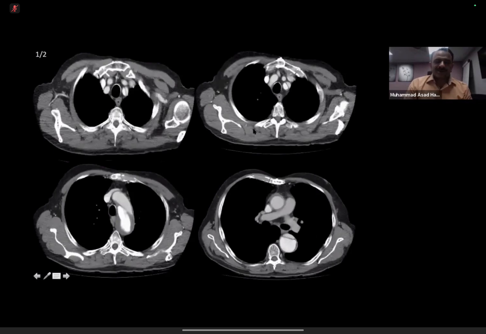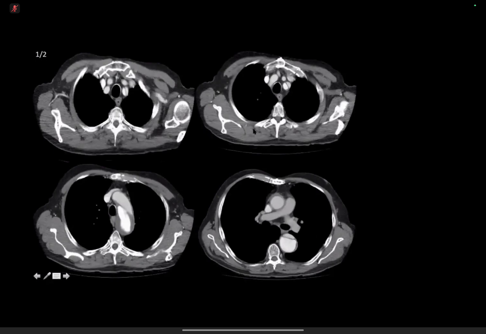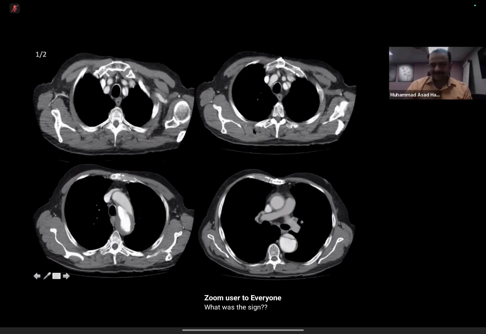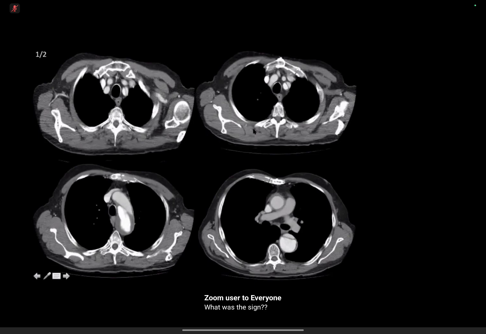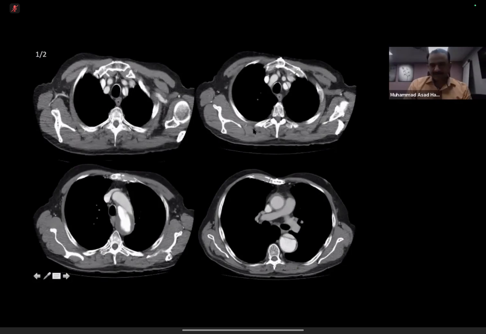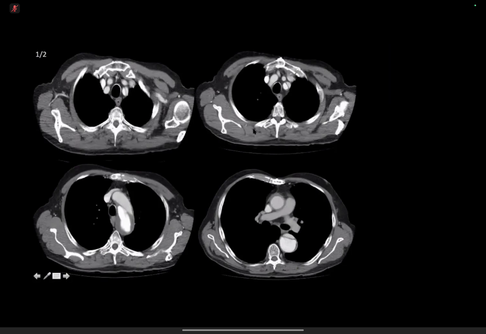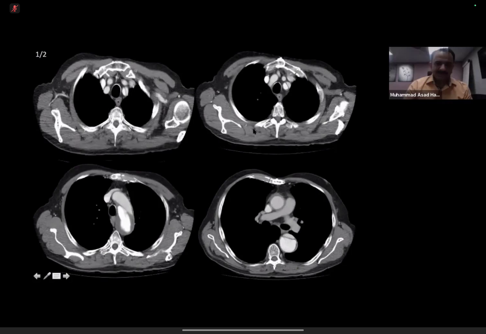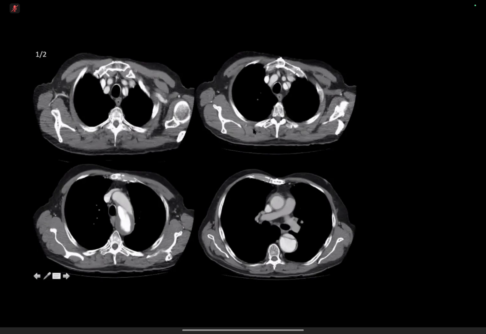So I'm going to show you two images. Describe the findings. Okay? Please. So I can see intimal flap in the descending thoracic aorta. Good. Actually, it's involving the arch too. Good. On this image, I cannot see involvement of the ascending aorta.